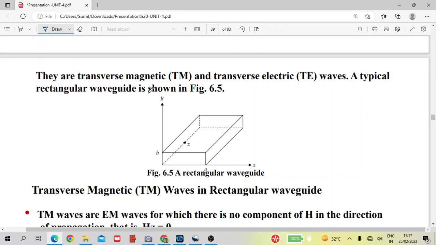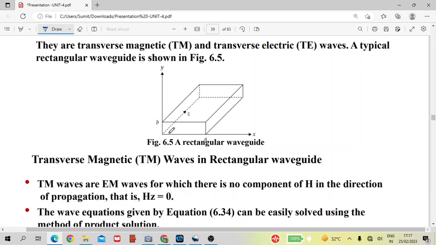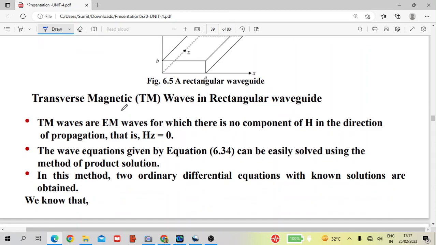So see, there are transverse magnetic and transverse electric waves. A typical rectangular waveguide is shown below. Here you can see the narrow wall dimension is B, the broad wall is A, and this is a transverse magnetic wave in a rectangular waveguide. TM waves are EM waves for which there is no component of H in the direction of propagation. This we have already understood while doing the parallel plate waveguide, so I am not repeating the meaning of TM and TE waves.